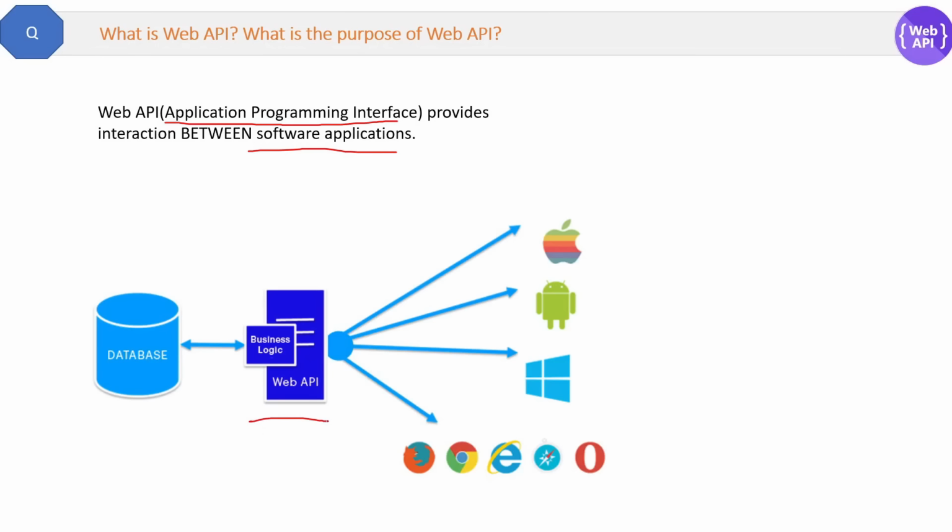So that Web API can be here. So that if there is any logic change, then it can be done at only one place, which is then easy to maintain. See the diagram here. Whether it's an iPhone app, Android app, Windows app, or Chrome, any browser, their UIs are different, but their business logic is at some common place, which can be a Web API.